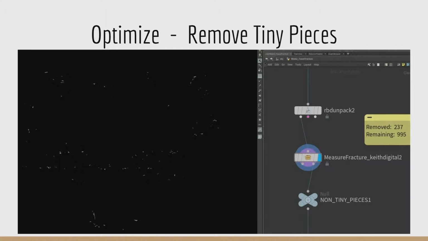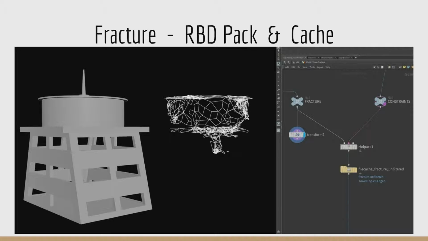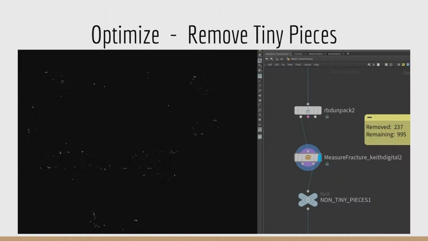So after I cache out my fracture, and I always do cache out the fracture with the constraints before doing all of my optimization, with this smaller example it's less crucial. You could do all of your optimization before caching it out. But if you're running on a big building where it's a much slower fracture, then you don't necessarily want to rerun that fracture if you decide that you were overly aggressive with culling out tiny pieces or something like that. So I'd always make sure to cache it first, and then I start to optimize things.